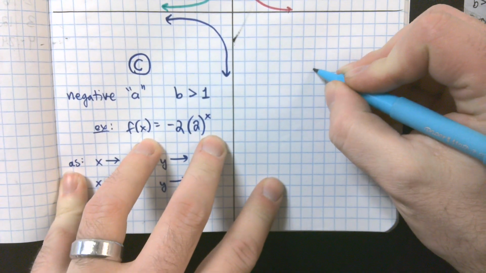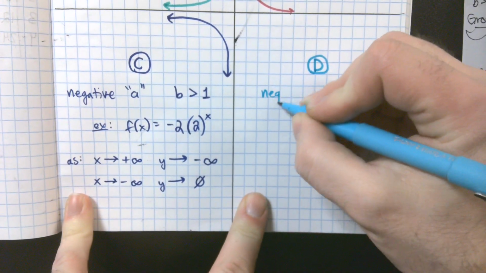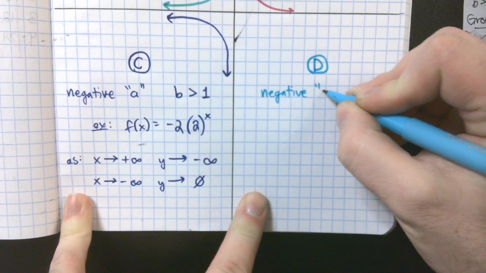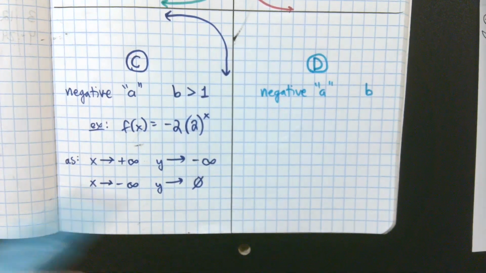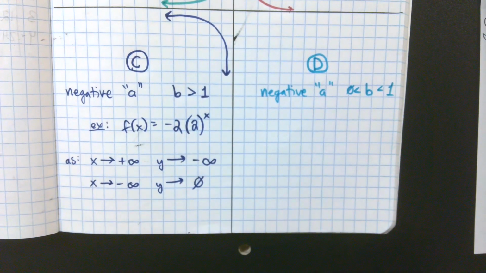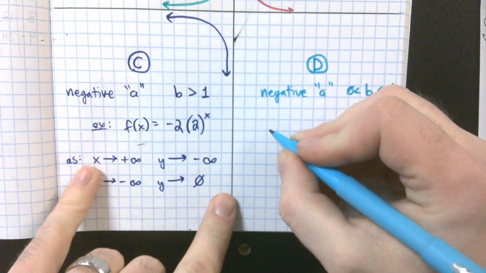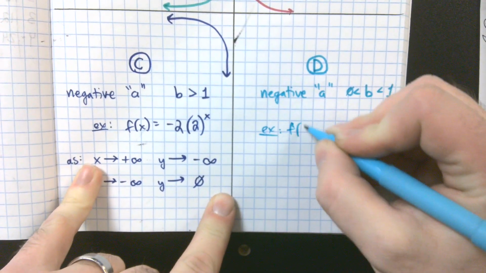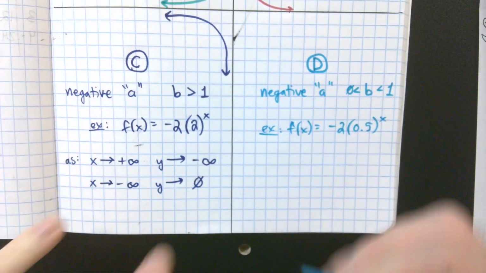Now D. Our little option D here. We still have a negative A in option D. What do you think's going on with my B value, though? Yeah, Alex? It's greater than 0 but less than 1. That's right. So this is kind of like a double negative, right? We have a negative sign in front and a decimal or a fraction in the middle. Something like this. f of x equals negative 2 times the quantity 0.5 to the power of x.